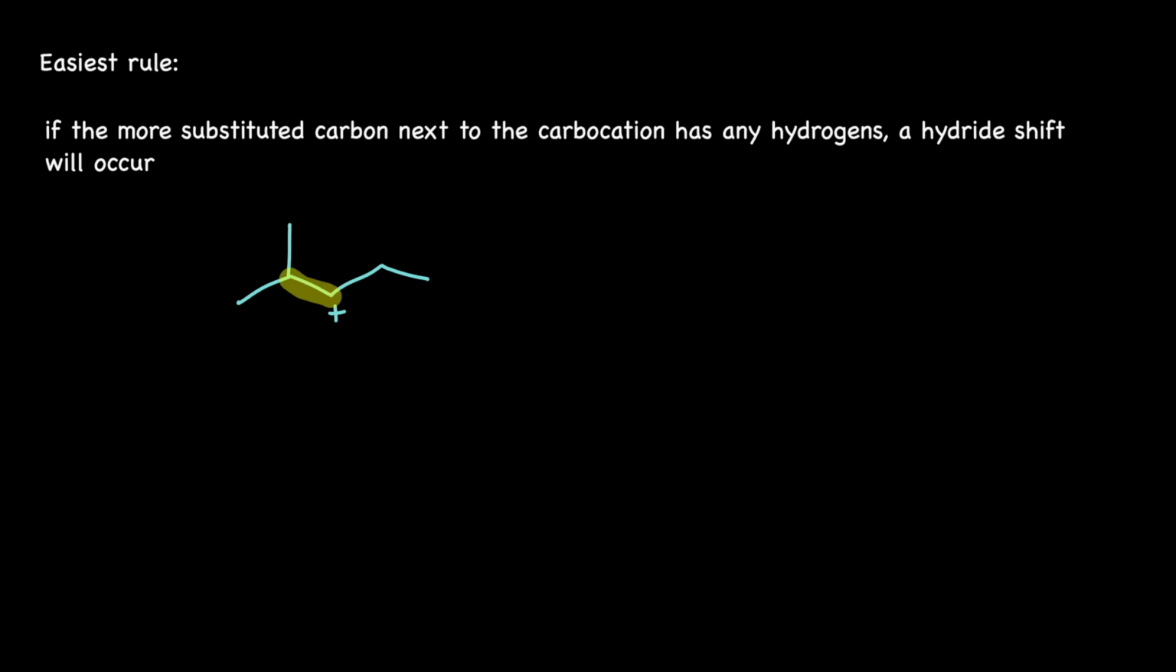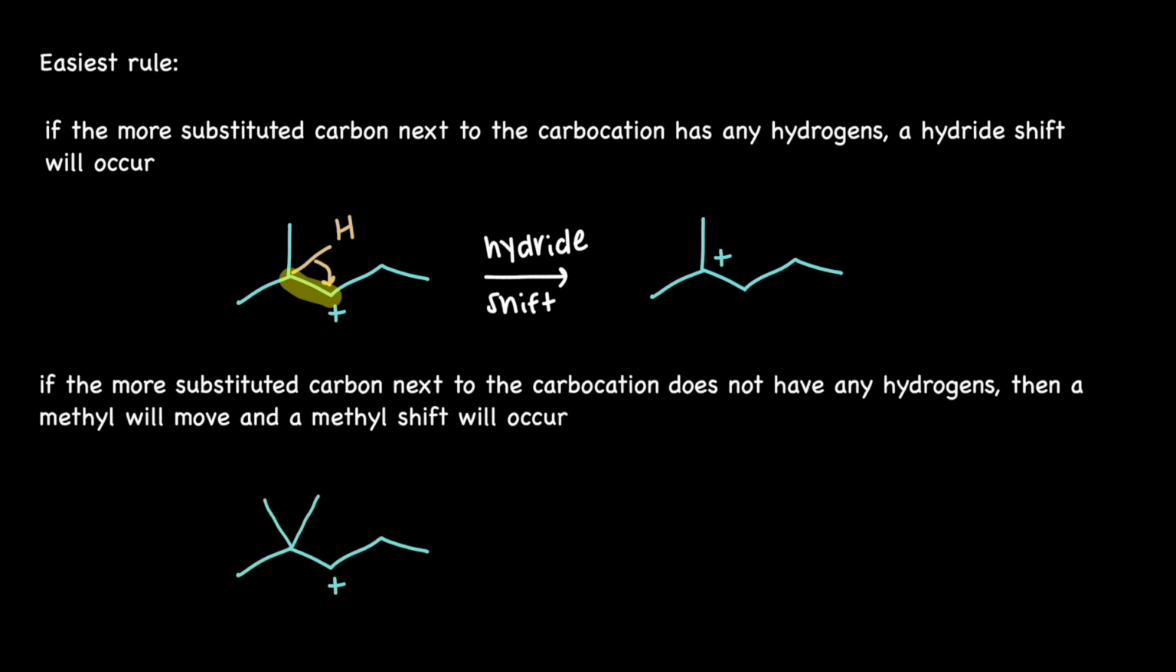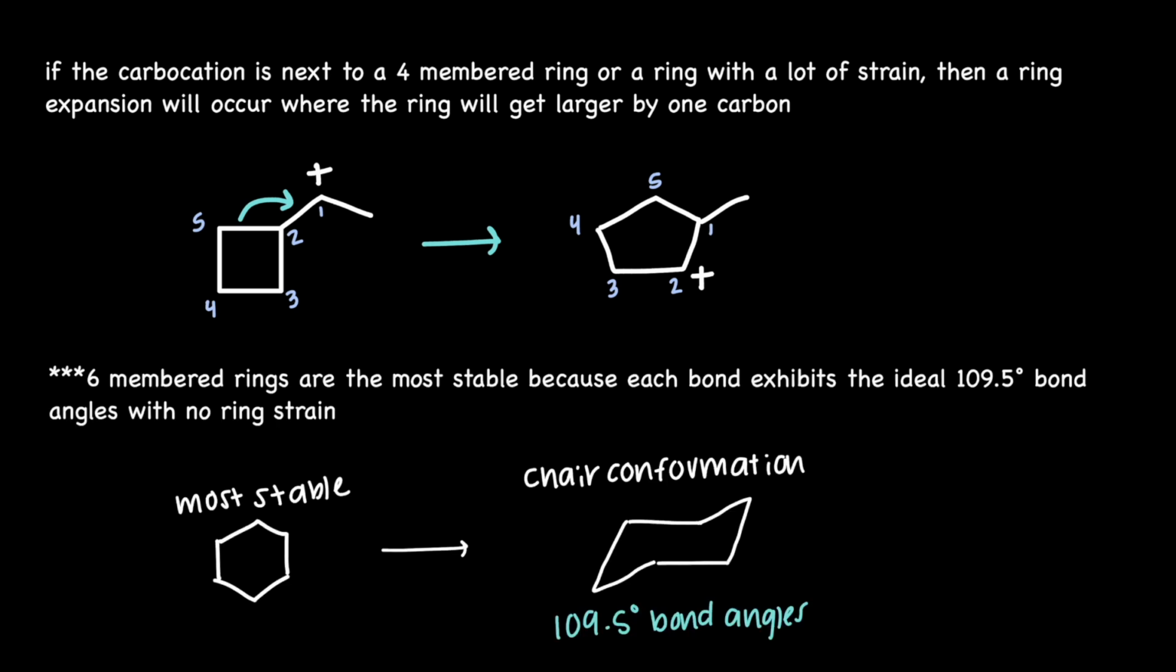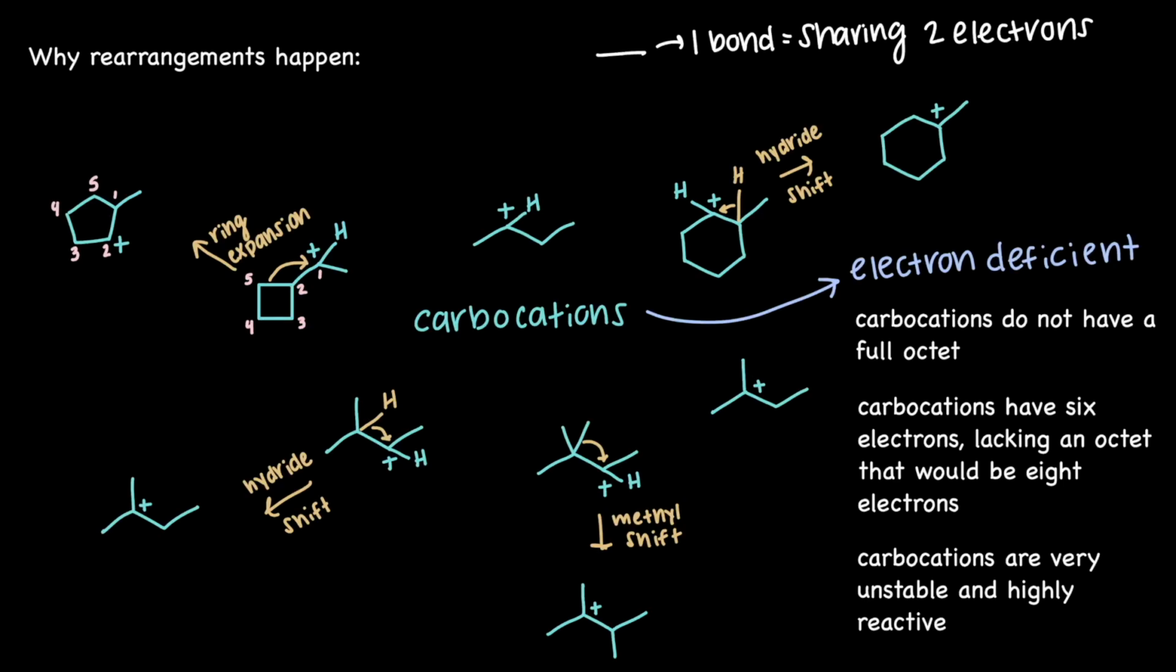There are specific rules you can memorize, but the easiest will be: if the more substituted carbon next to the carbocation has any hydrogens, a hydride shift will occur. If the more substituted carbon next to the carbocation does not have any hydrogens, then a methyl will move and a methyl shift will occur. If the carbocation is next to a 4-membered ring or a ring with a lot of strain, then a ring expansion will occur, where the ring will get larger by 1 carbon. 6-membered rings are the most stable, because each bond exhibits the ideal 109.5-degree bond angles with no ring strain. In all cases, the positive charge moves to a new carbon.